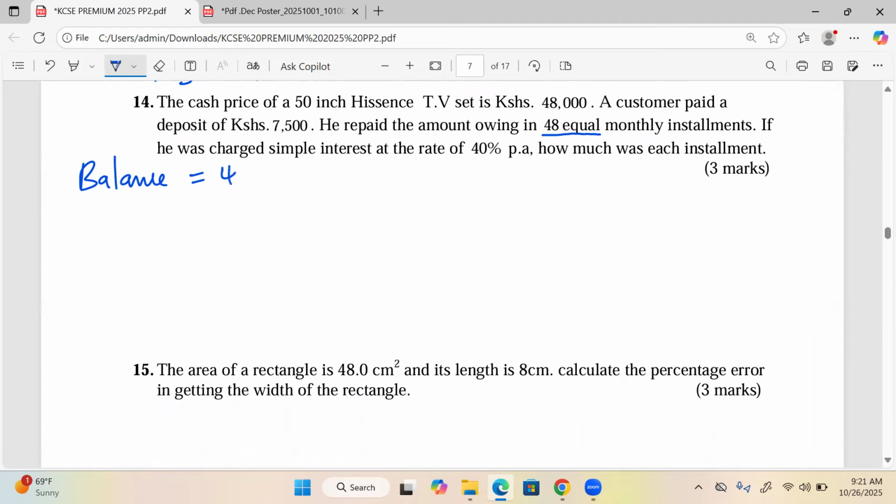Immediately, the down payment was made of 7,500. Now, whatever remained became principal. 48,000 minus 7,500. So we have a balance of 40,500. This balance now becomes principal. It is what shall earn interest. So it shall earn interest for 48 months.